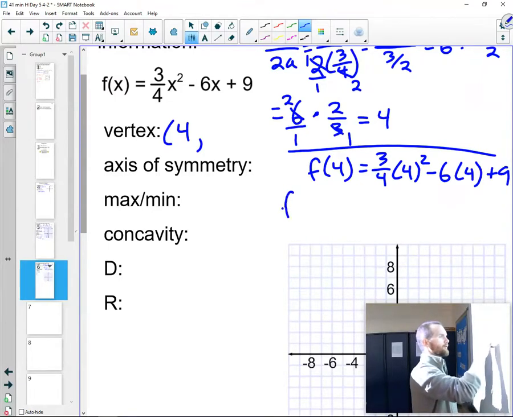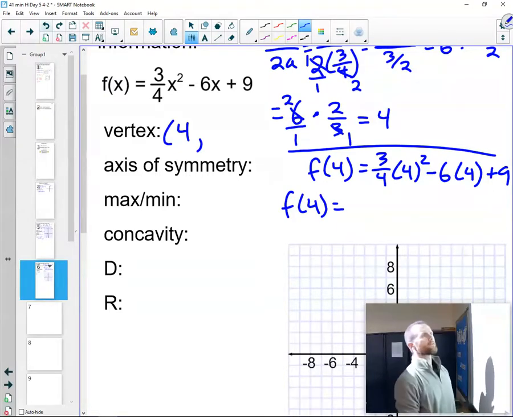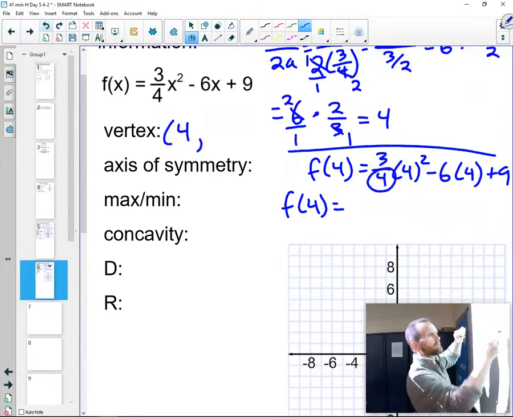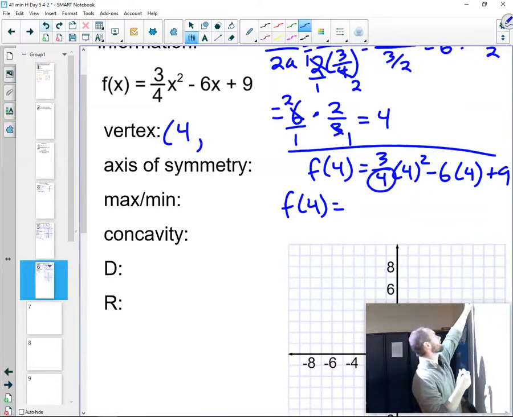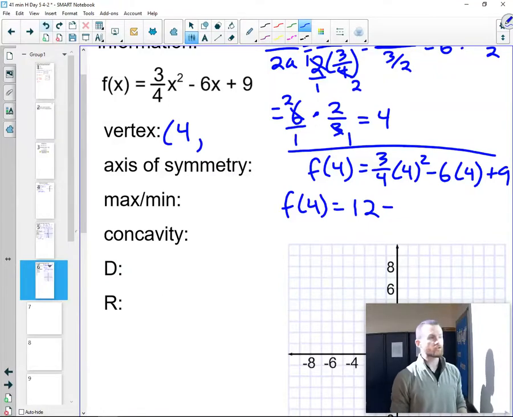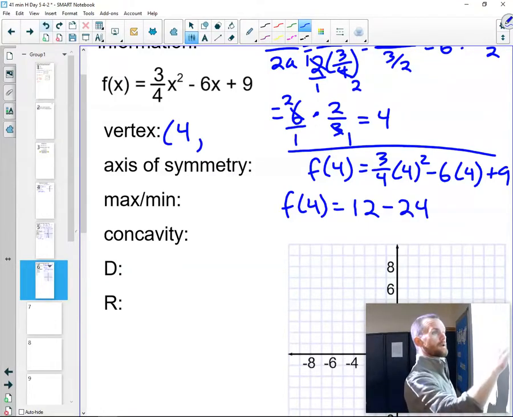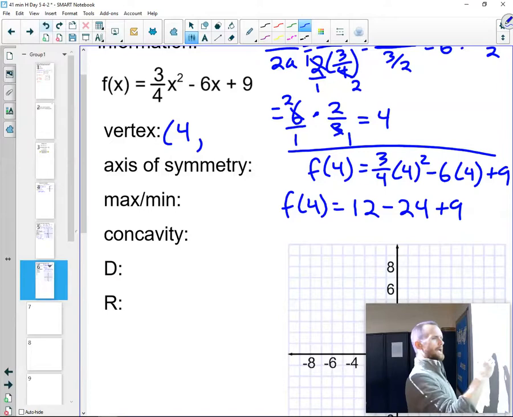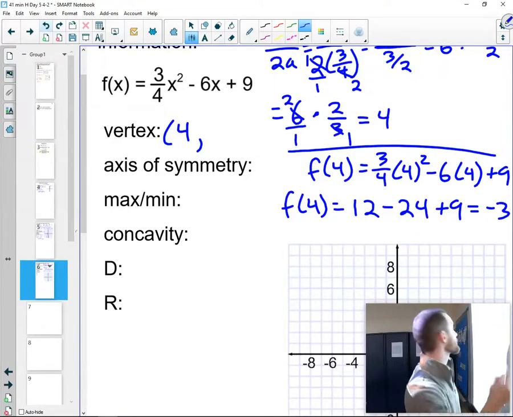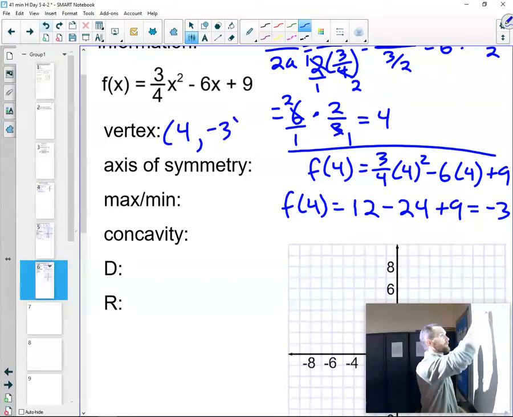simplify. So f of 4 is going to equal, let's see, 4 squared will be 16, and then we can do 16 divided by 4 to make it a little bit easier, and that becomes 4. 3 times 4 is 12, minus 6 times 4 is 24, and plus 9 just comes down. And let's see, 12 take away 24 is negative 12, plus 9 gets us to a negative 3. So that's the y-coordinate of the vertex.